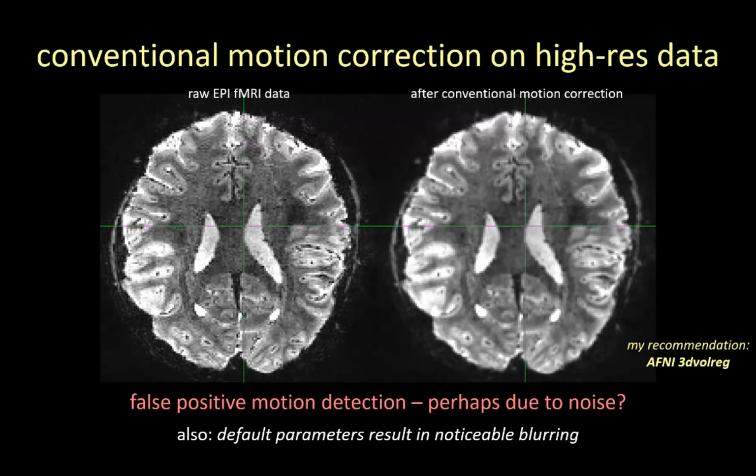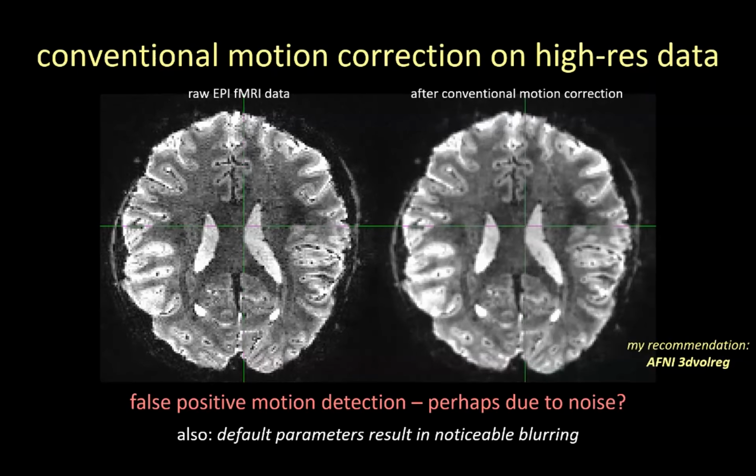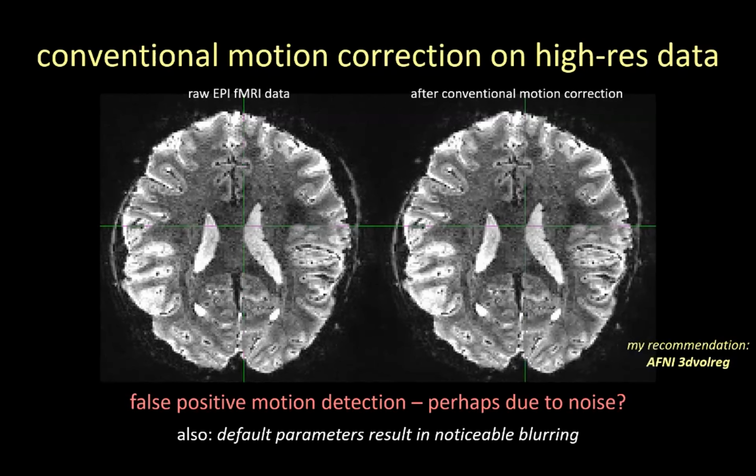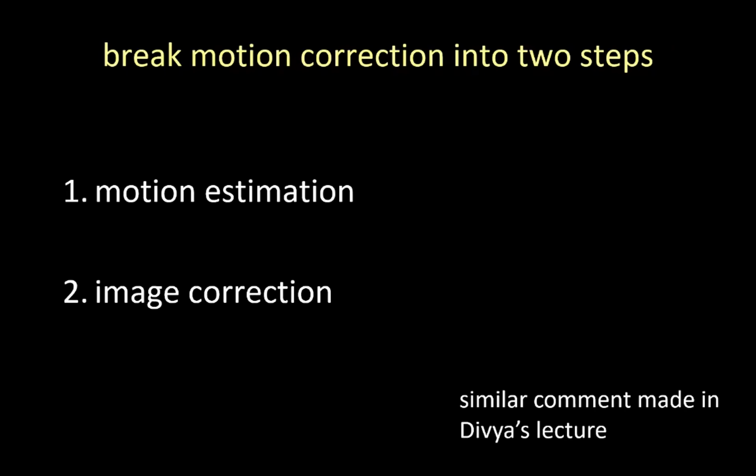Now there are ways to pass McFlirt parameters to help mitigate these issues. My recommendation, use the AFNI 3dvolreg a lot. I think this is both excellent in terms of estimating the motion and correcting the motion. And so the point here is that conventional motion correction techniques like McFlirt that work fine on conventional fMRI data don't always apply to these high resolution data. So you may need to rethink your pre-processing in order to perform well on these high resolution or laminar fMRI data.